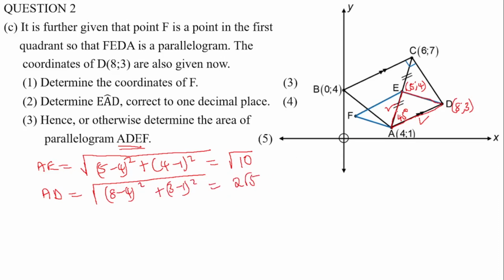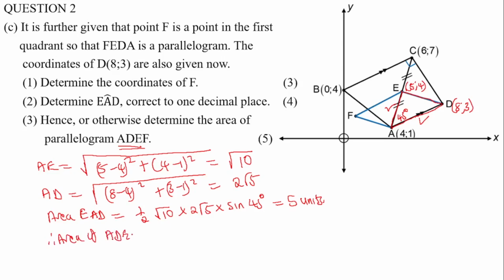Now we can find the area of EAD. Area EAD will be equal to half times root 10 times 2 root 5 times sine 45 degrees. And then what we get? We get that this is 5 units. Therefore, the area of ADEF is equal to 2 times 5, because we have this part and also this part, and this part is the same as that. So it's 2 times 5, which is 10 square units.